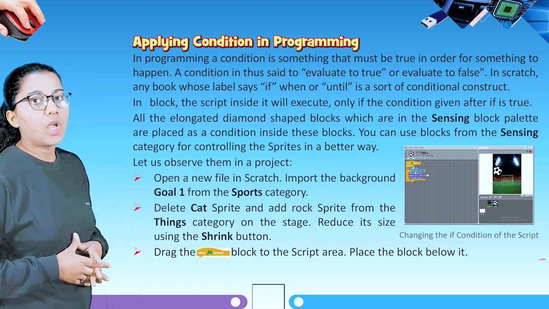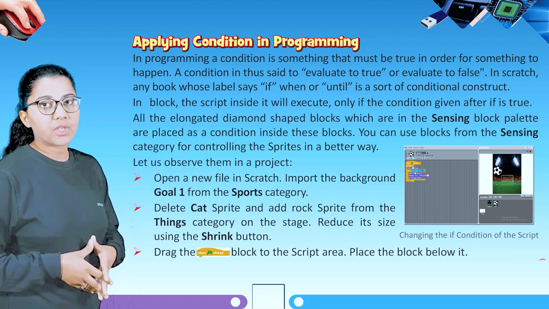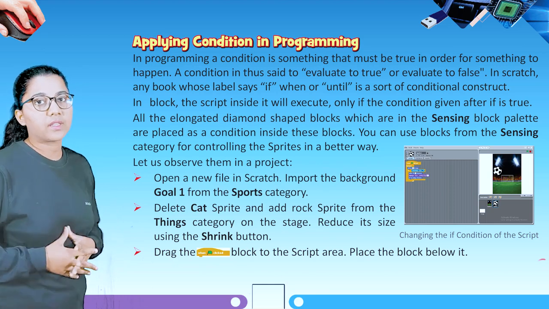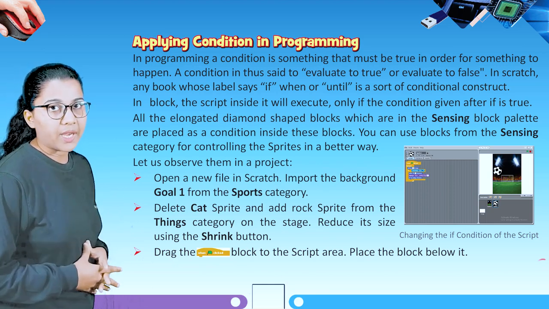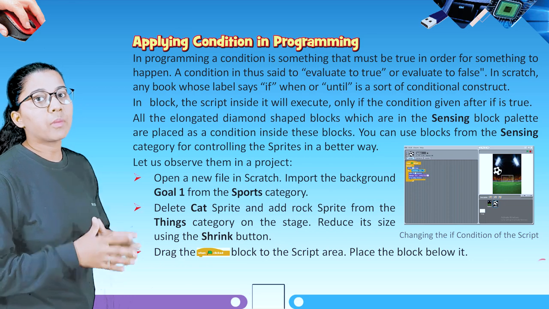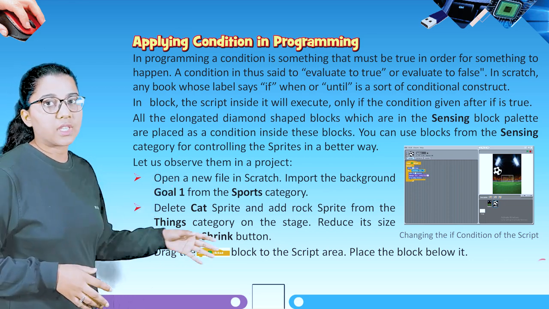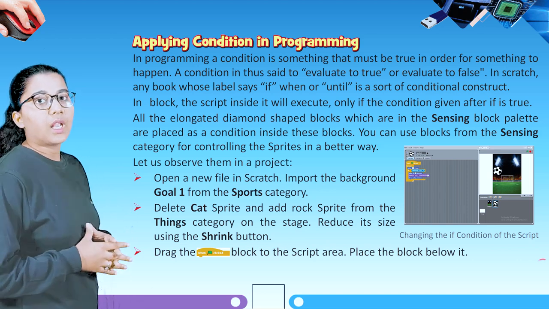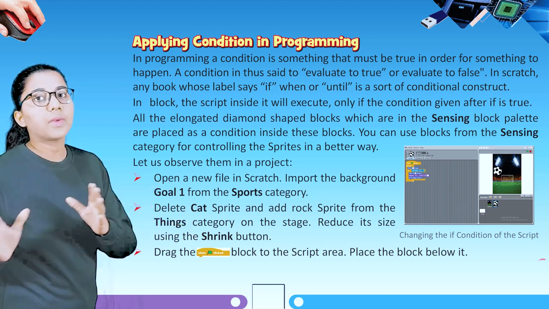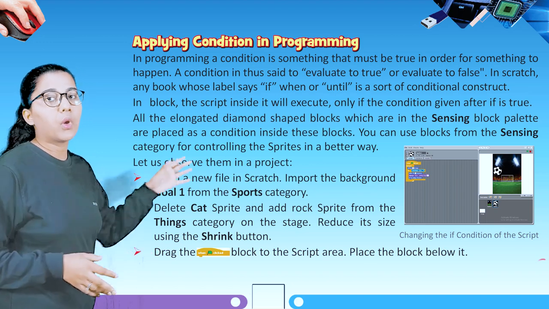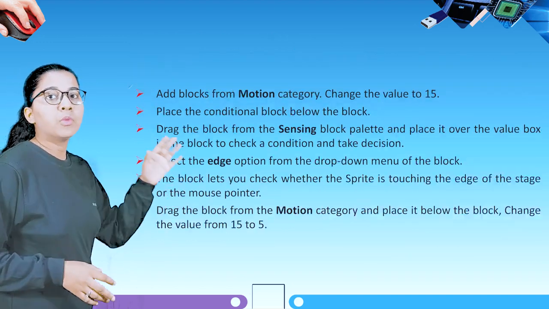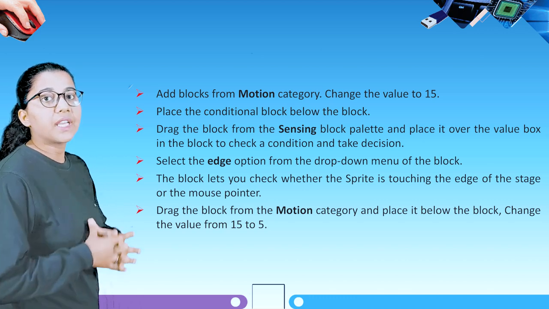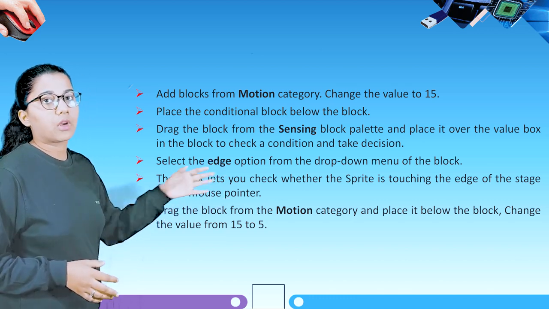So first, we open a new file in Scratch, import the background ball1 from the sports category, delete the cat sprite and add the rock sprite from the things category on the stage. Reduce its size using the shrink button. Drag the when green flag clicked block to the script area, place the forever block below it. Add the move block from the motion category, change the value to 15. Place the conditional if block below the move block.